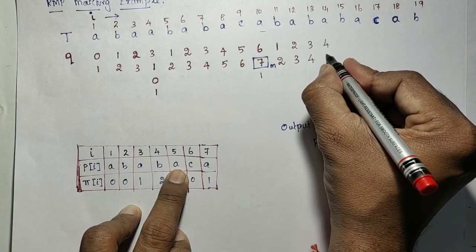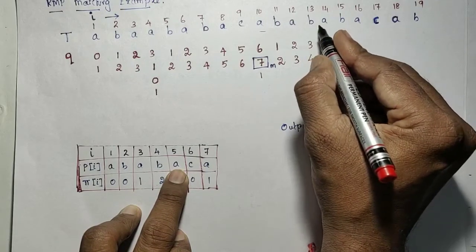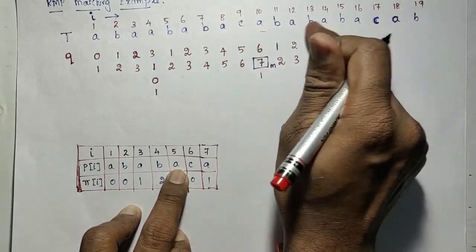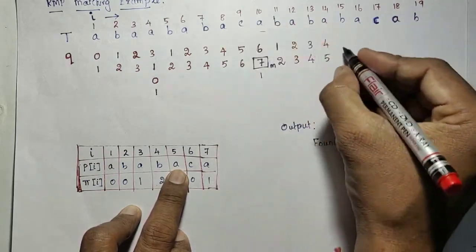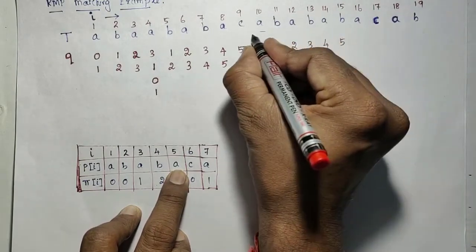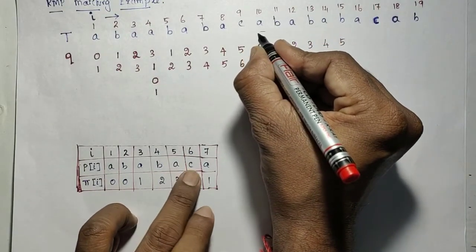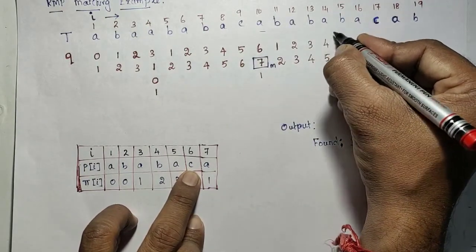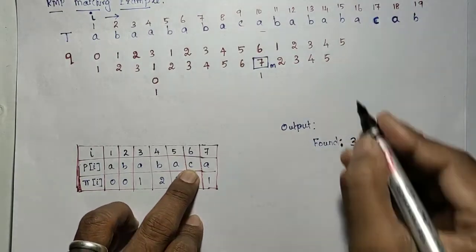So what? It will get incremented to 5. So the last 5 characters are matching. Here the initial q value will be 5, the last 5 characters. So the next character is the 6th, C. C will be compared with B. Both are not equal. Both are not equal means what?